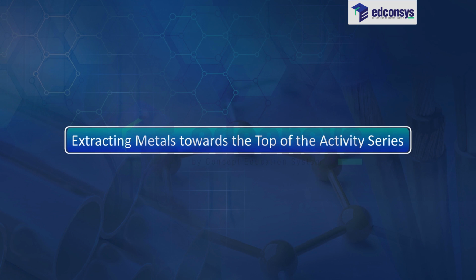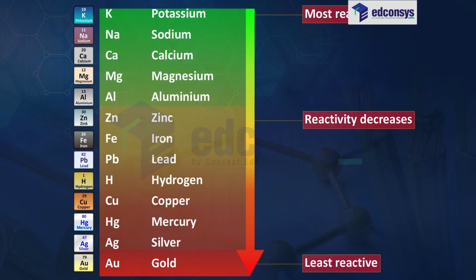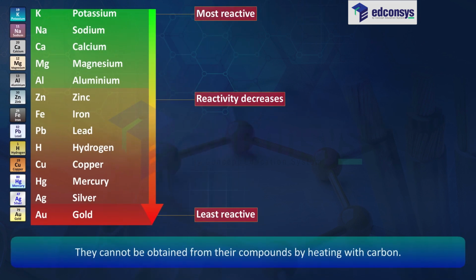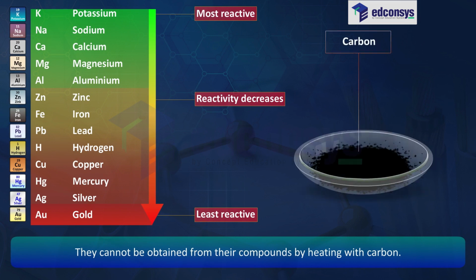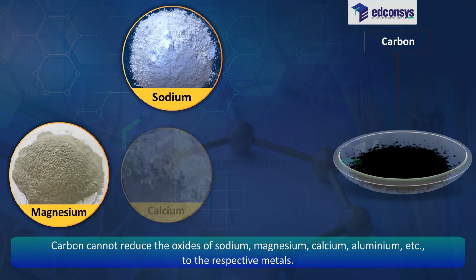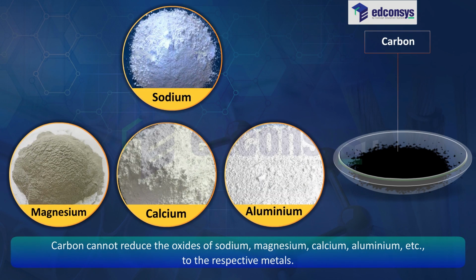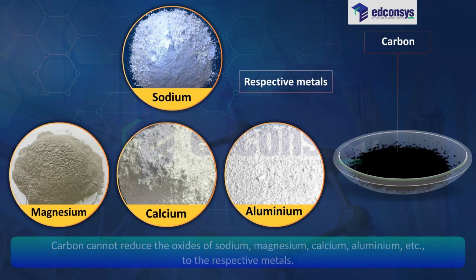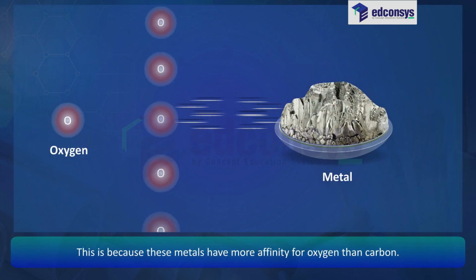Extracting metals towards the top of the activity series. The metals high up in the reactivity series are very reactive. They cannot be obtained from their compounds by heating with carbon. For example, carbon cannot reduce the oxides of sodium, magnesium, calcium, aluminum, etc. to the respective metals. This is because these metals have more affinity for oxygen than carbon.